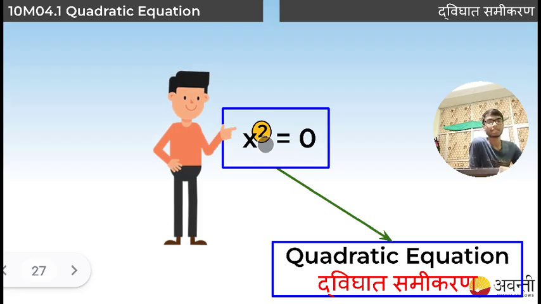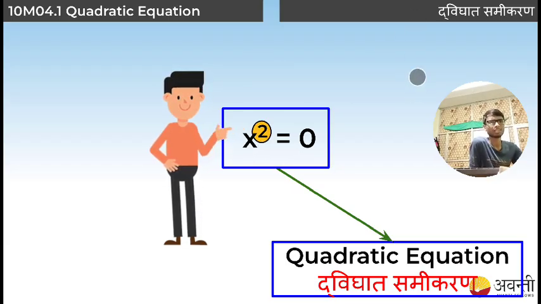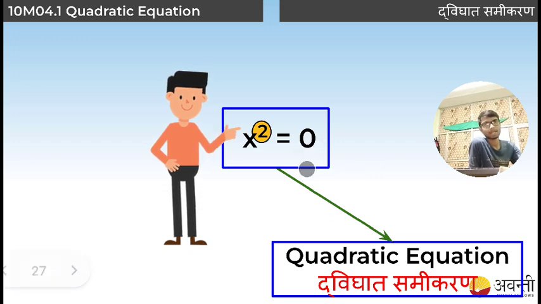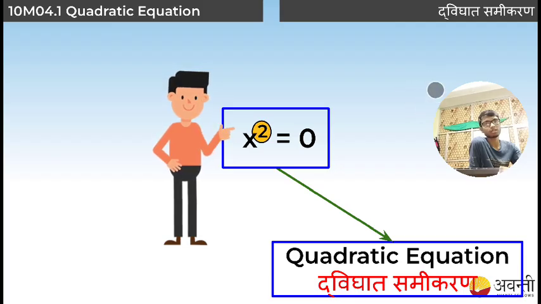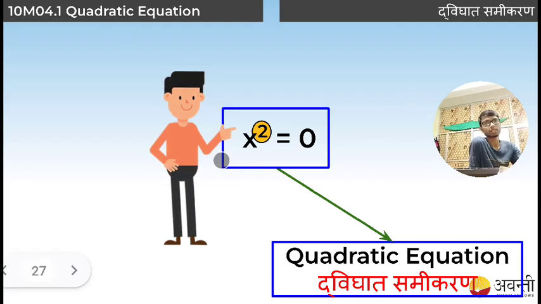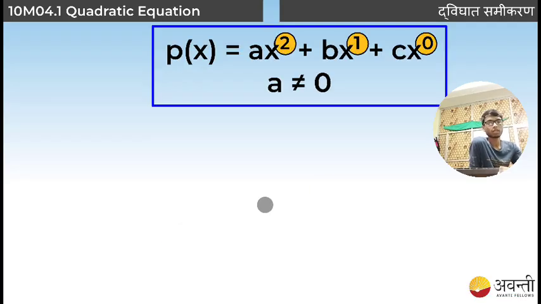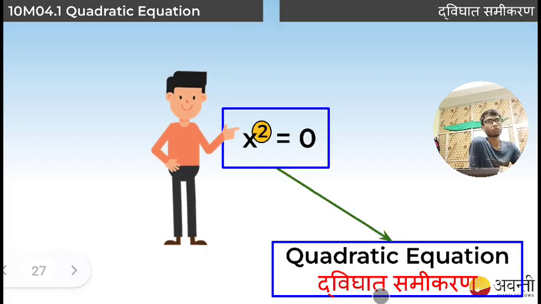Here, it can be written as x square plus 0y plus 0 is equal to 0. Both will be the same. That's why we are saying that x square equal to 0 is a quadratic equation. But remember, only x square will not be a quadratic equation. We will have to add the equal sign with a 0. Now this whole is a quadratic equation.